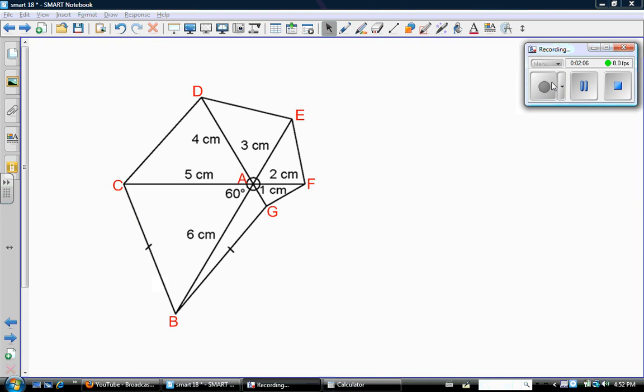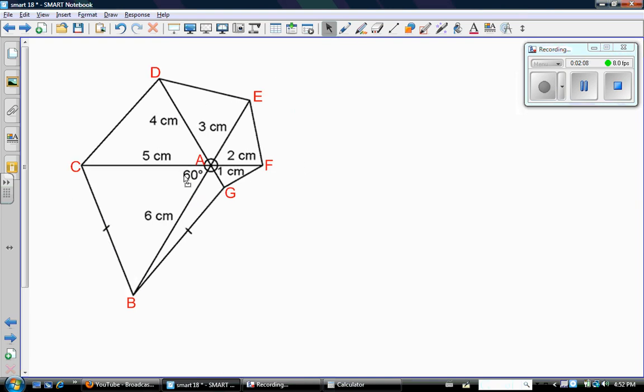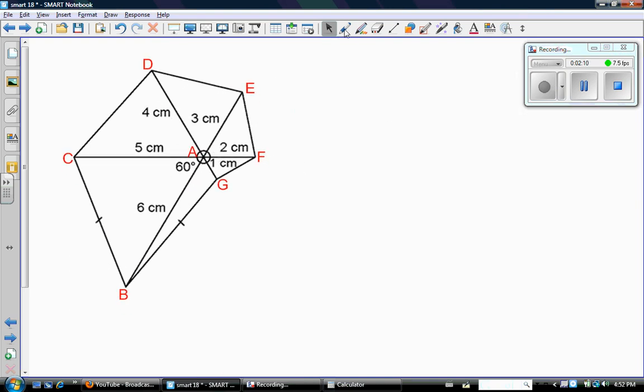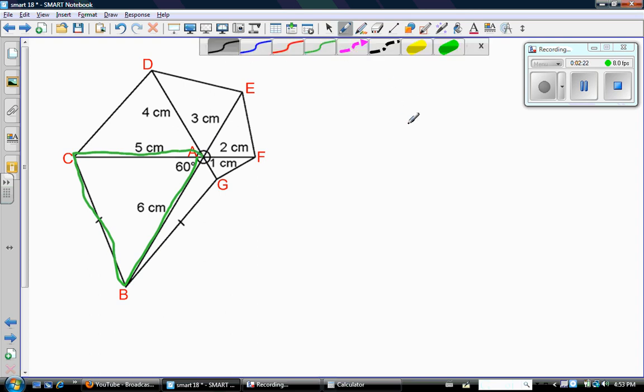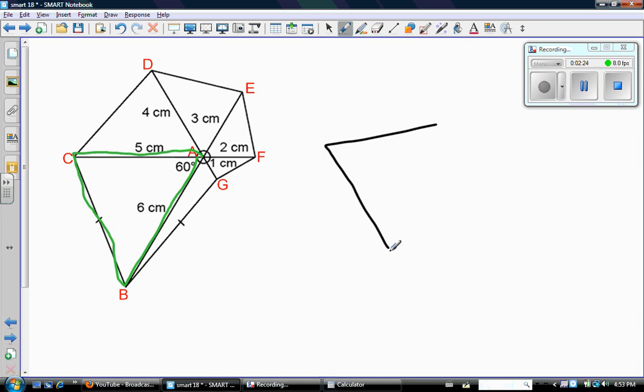Here's the image again, this time a little neater with my labels. The triangle that we know the most about is this triangle here, and we can now give it a name: triangle ABC. I'm going to redraw that triangle over here so that I can see very clearly what's going on. Here's triangle ABC. This side is 5 centimeters, this side is 6 centimeters, and this angle here is 60 degrees. That's enough information for me to use the cosine law.